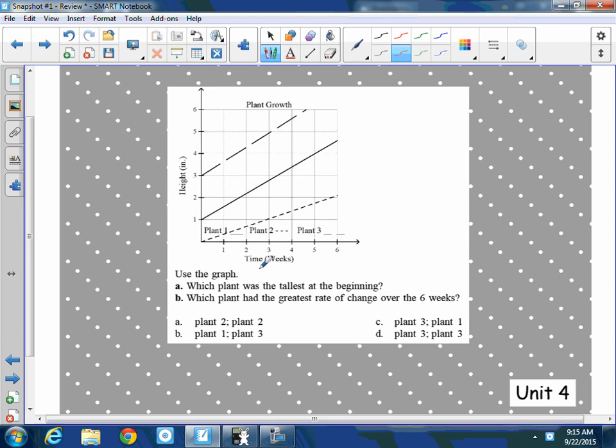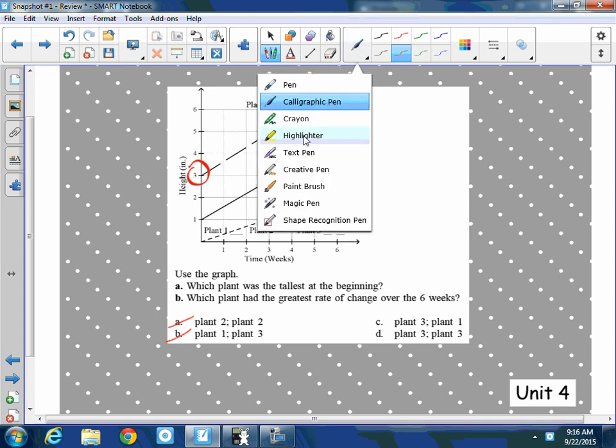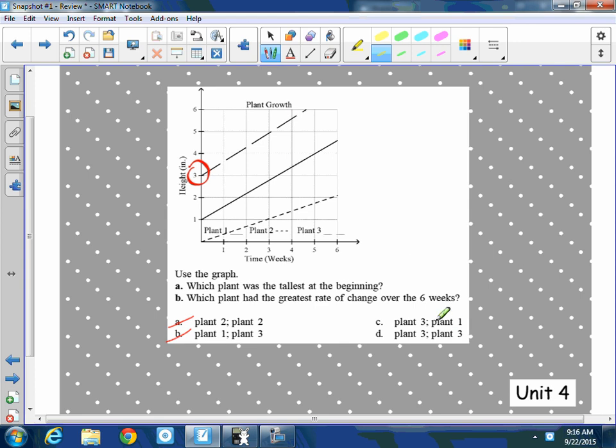Okay, so we're going to use the graph. Which plant is the tallest at the beginning? Which plant had the greatest rate of change over the 6 weeks? So tallest would be your y-intercept. So my tallest one would be plant 3. I'm looking at the key. So plant 3 would be the tallest, so that means A and B are eliminated. So it's up to C and D. So what I'm going to do is I'm going to do rise over run to figure out the rate of plant 1 or plant 3. I'm going to go to plant 1, that's the solid line.